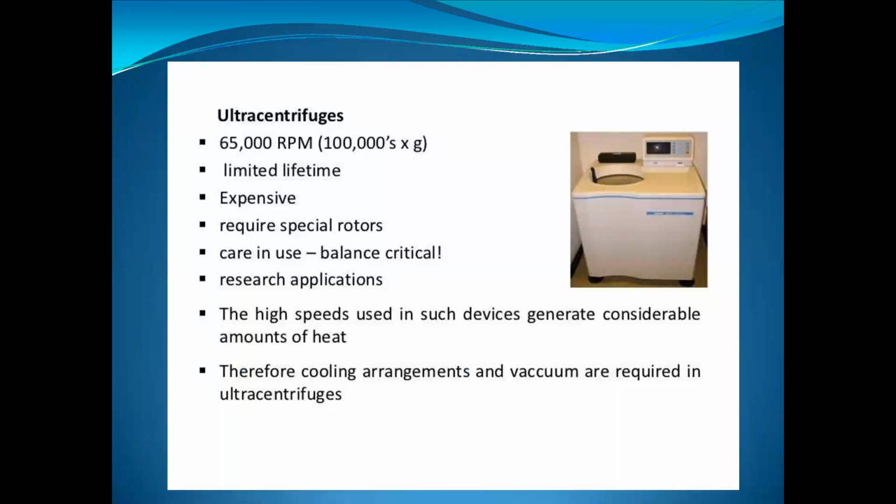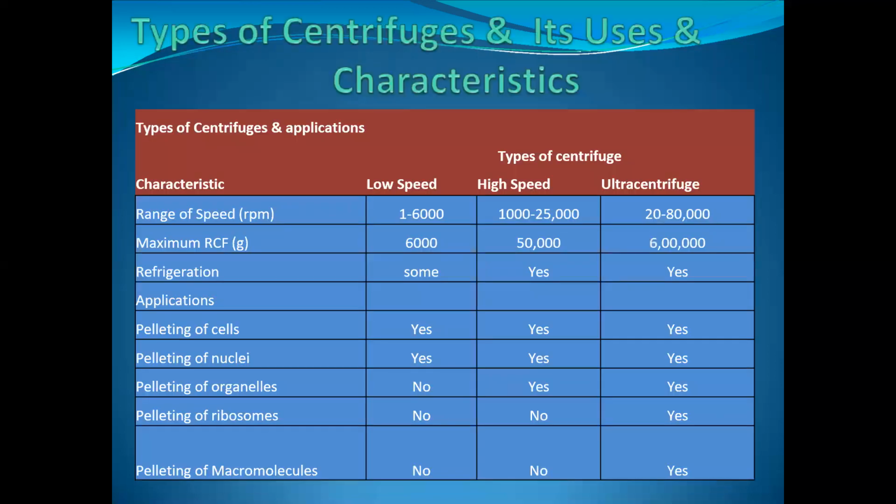These are the characteristics of ultracentrifuges: 65,000 rpm, limited shelf life, expensive, requires special rotors, and care in use, that is, balance is critical. Then it is used in research applications. The high speeds used in such devices generate a considerable amount of heat. Therefore, cooling arrangements and vacuums are required in ultracentrifuges. These are the types of centrifuges, their use and characteristics, for all three types: low speed, high speed, and ultracentrifuge.